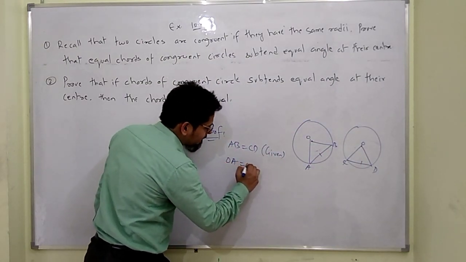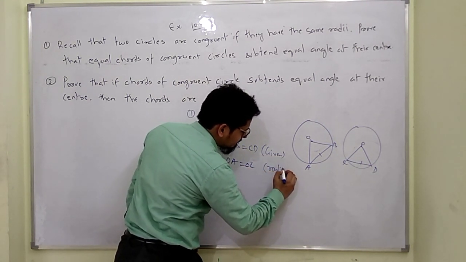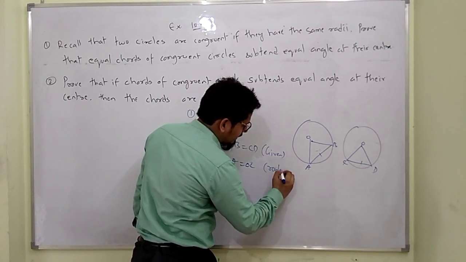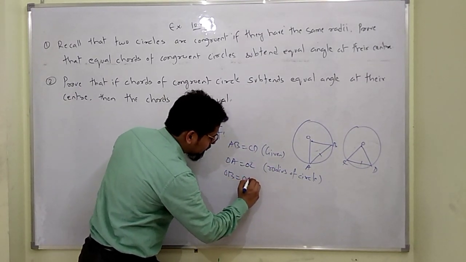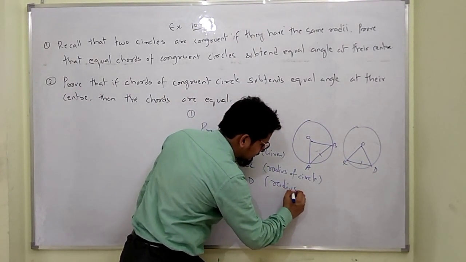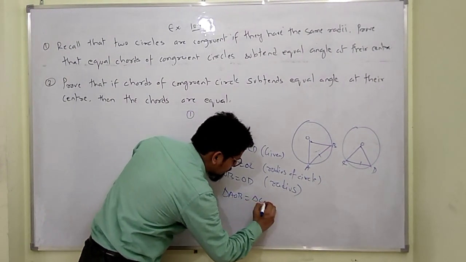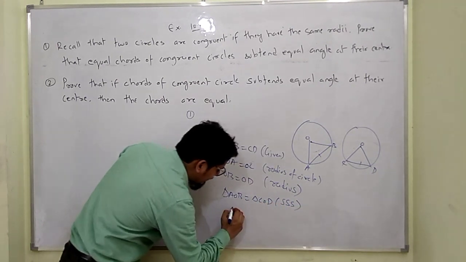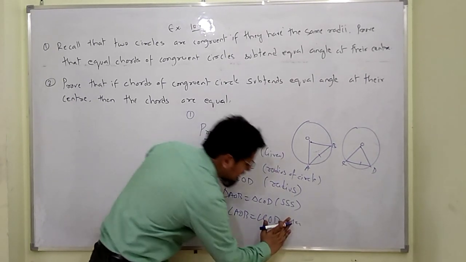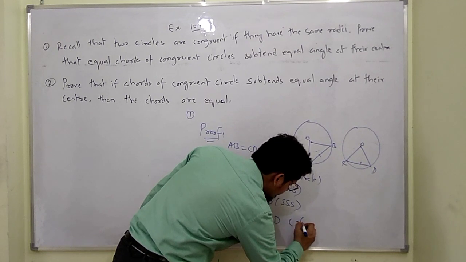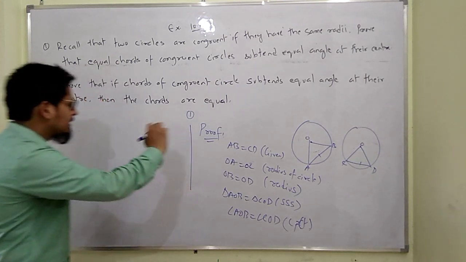So I write AO is equal to OC, radii are the same. Okay, it is the radius of the circle, and OB is equal to OD. Right? It is also the radius of the circle, and this is also the same. Okay, so by SSS, triangle AOB is congruent to triangle COD, and by CPCT angle AOB is equal to angle COD. Okay, hence proved. It is by CPCT. Another question over. This is the first proving. Come to the second one.